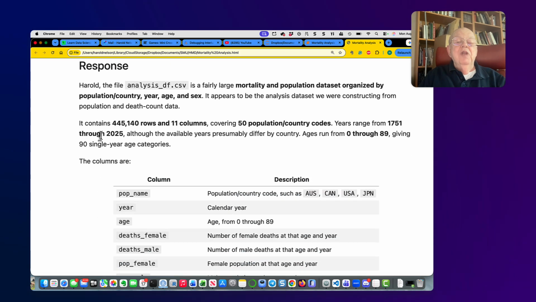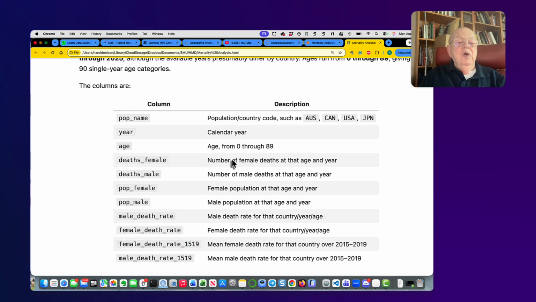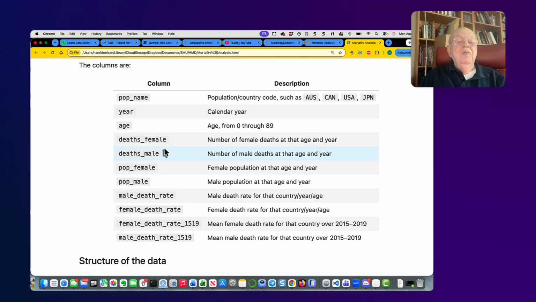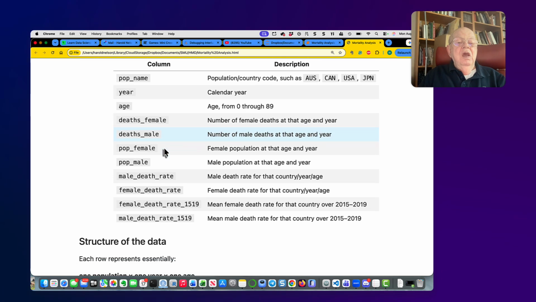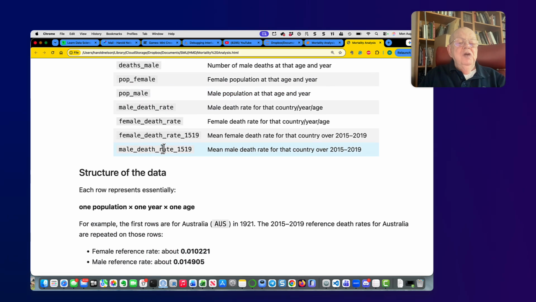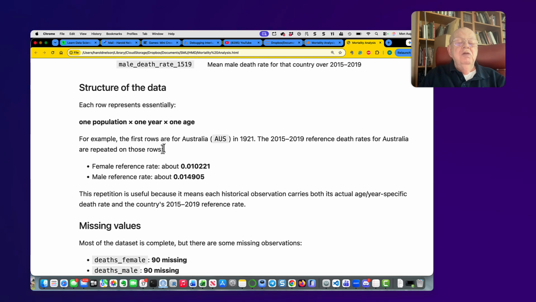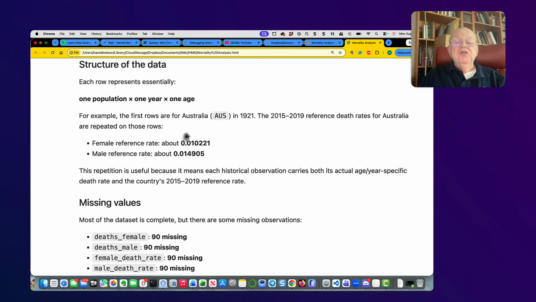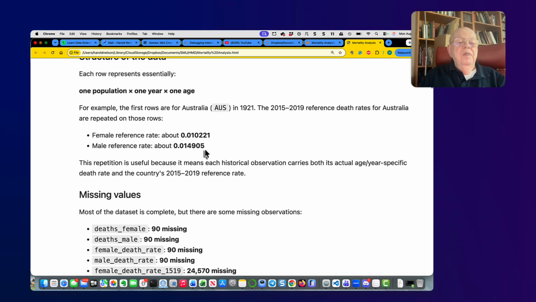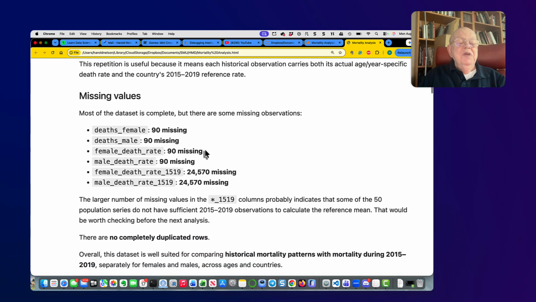It told me an awful lot about the file. Fairly large mortality and population data set. It tells me what columns are in the data set and gives me a lot of good information about it. Each row represents essentially one population, one year, one age. It illustrates it for Australia. And then it gives me some information about missing values.